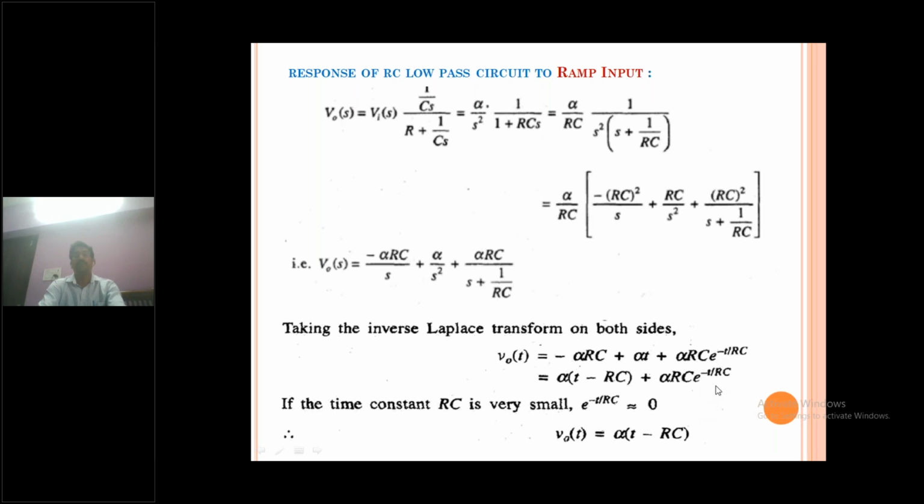That means the third term goes to 0 whenever RC is far less than T. So that's why the third term will be neglected. Finally, our answer is output voltage equal to alpha into T minus RC whenever RC is far less than T. That means the input is alpha T and the output is V naught of t equal to alpha into T minus RC. Now, what is the difference between these two?